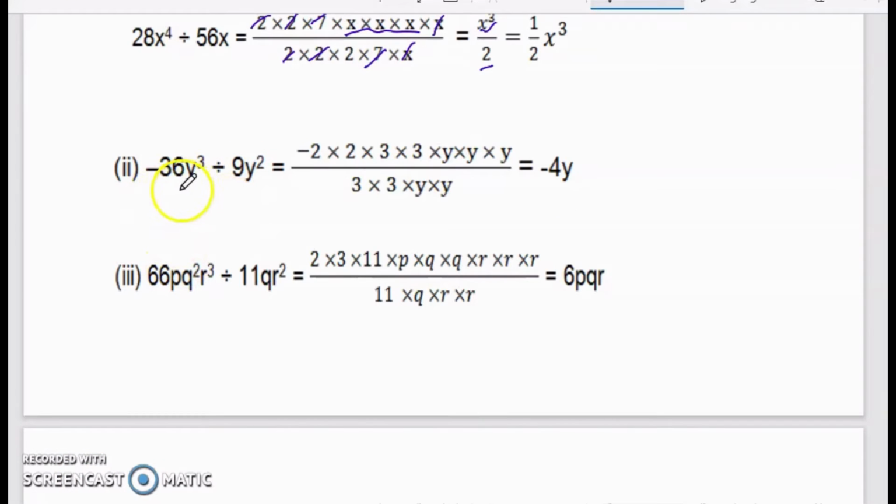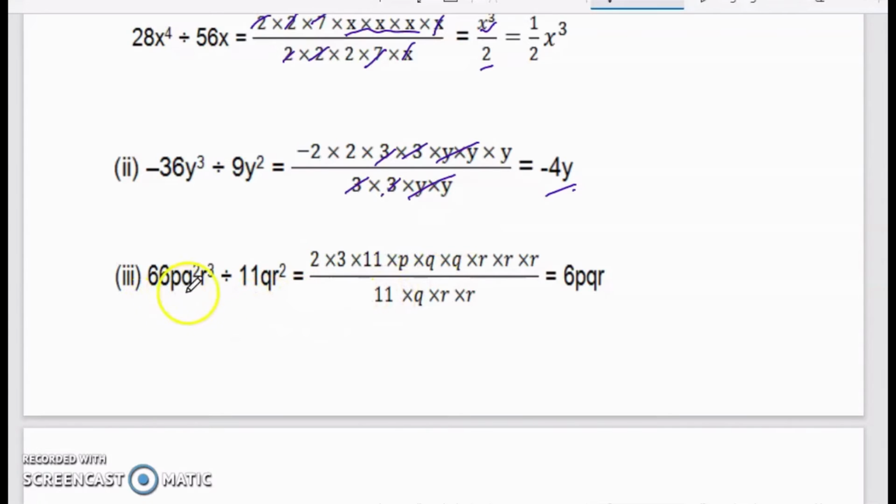The next one is minus 36y cube divided by 9y square. So again factorize it. Then after that you will cancel out the common factors. Here two y's will get cancelled out. Then here both the 3's can get cancelled out with this. So what remains is minus 2 into 2, that is minus 4 into y. So this will be your answer.